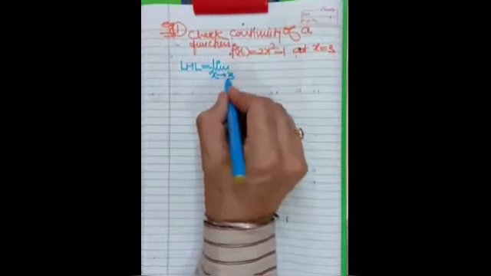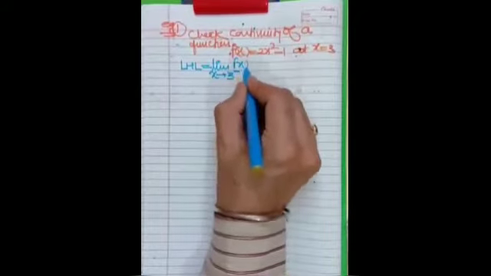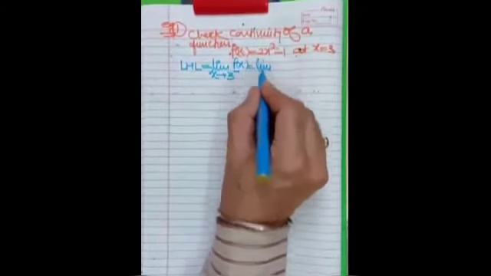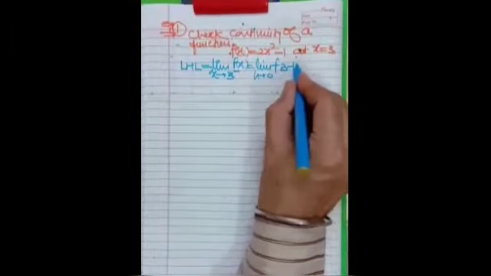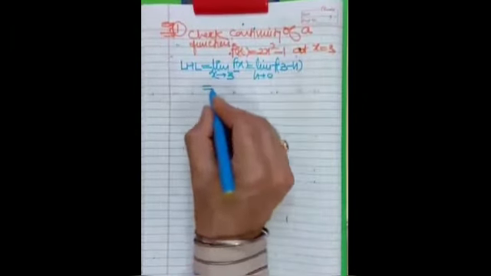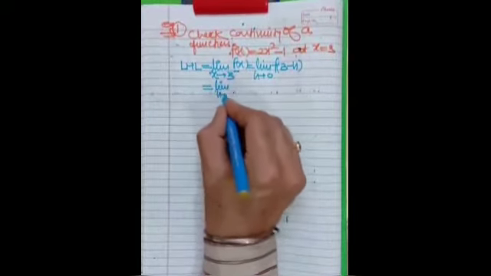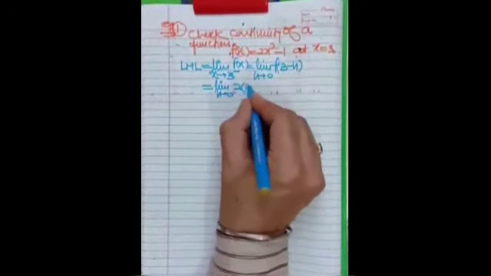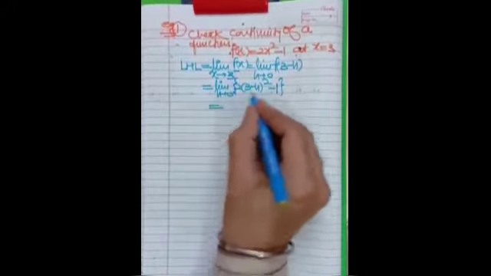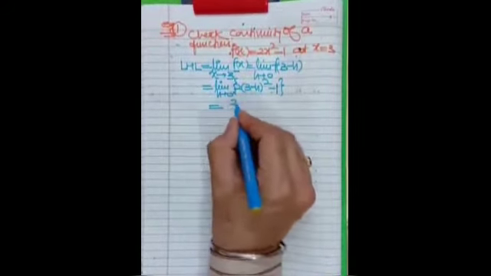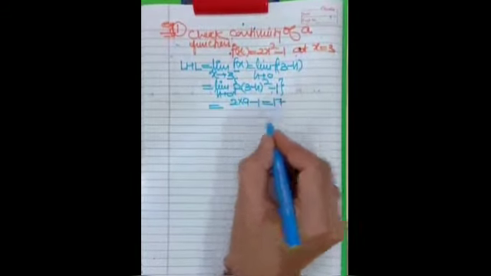By using left hand and right hand limits. Now our a is 3 here. 3 negative means left hand limit. Now what we do, we take the left portion of a, that is 3 minus, left neighborhood, as I told you in the introduction of this chapter. Now we will put the left neighborhood in this function. Whenever you put h as 0, you will get 2 into 9 minus 1, that is 17.